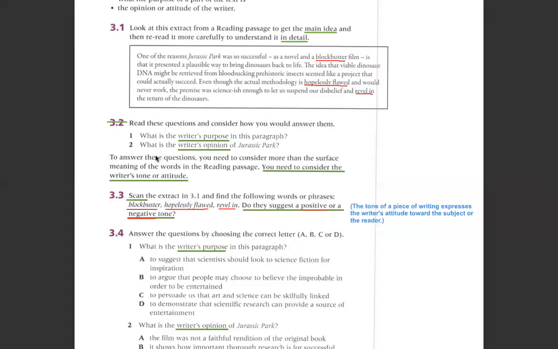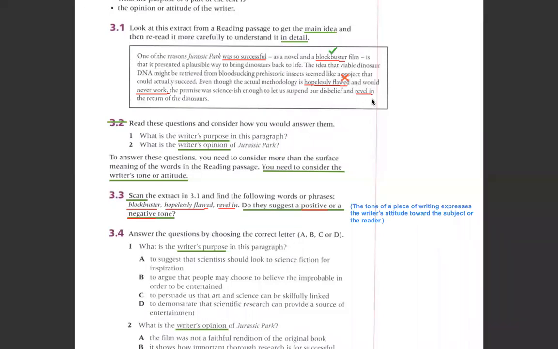Okay, if you're not sure, we can have a look at what comes before, and this gives us a clue. So this is a positive word. A blockbuster film is a film that was really popular. What about this phrase over here, hopelessly flawed? This gives us a clue as to whether it's positive or negative. Yep, this one is negative. So it's criticizing the film.